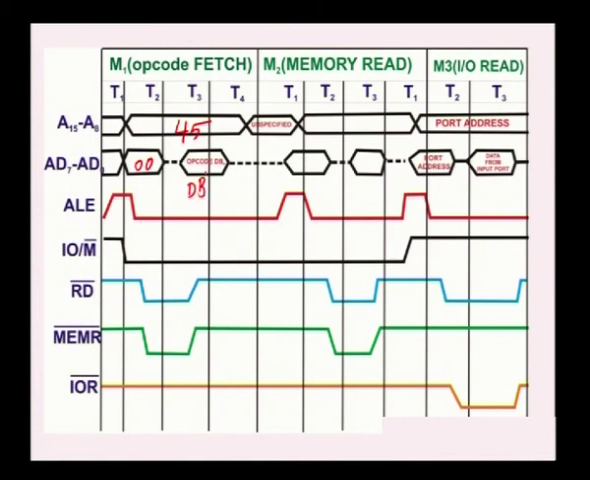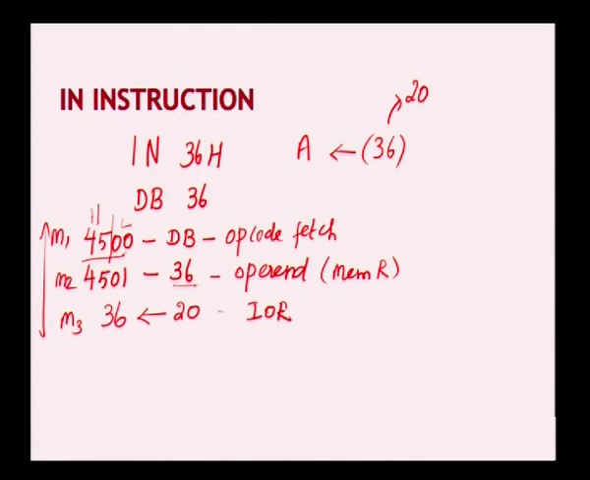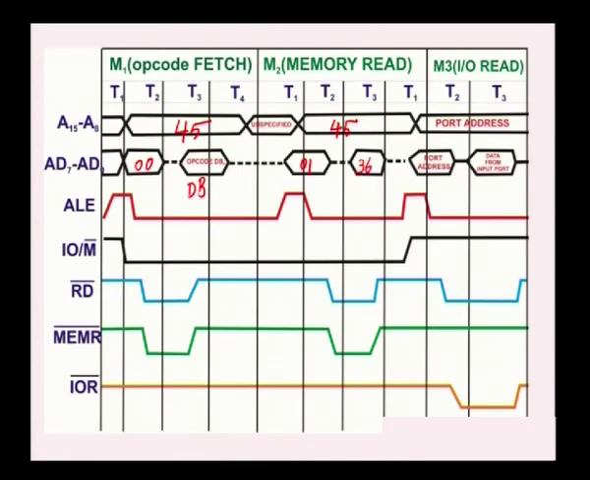The next consecutive instruction will be read in the machine 2 cycle. So, here it is 4500 01, the next consecutive address. In this consecutive address, we have to write the previous address, which is 36. So, here you can write it as 36. Now we have placed these 2 with the help of ALE, and with the help of memory read we are reading these 2 data. In the third machine cycle, we are reading the data from the input device. So, here we have to place the port address.